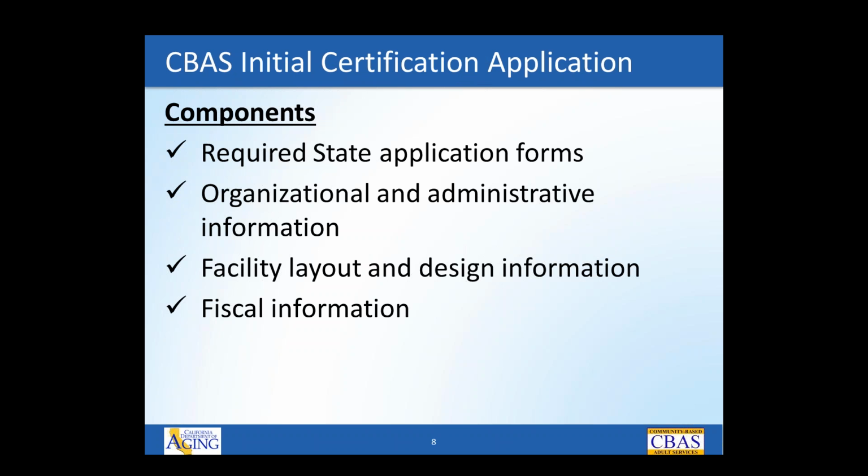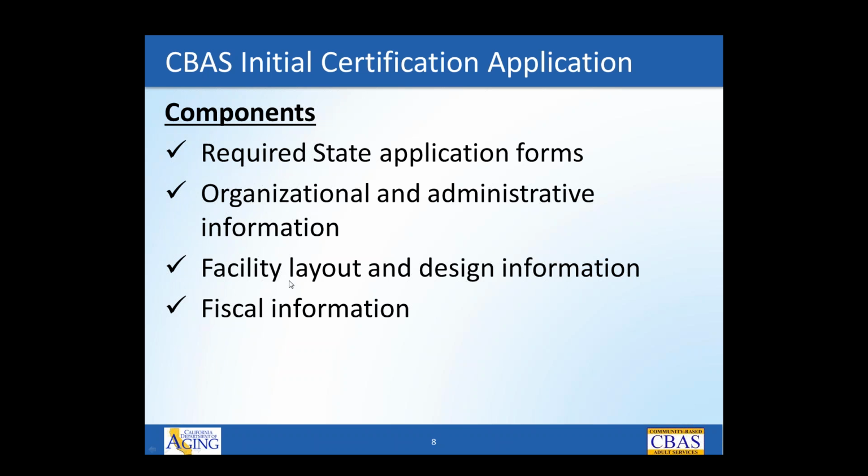The components are required state application forms, and we're going to walk through those in a moment, some of them in detail, to give you a sense of the kinds of forms that you're going to have to fill out. Another component, we're going to have organizational and administrative information that you're going to provide to us that shows more detail about your readiness structurally as an organization, administratively, to operate the center, policies and procedures, duty statements, etc.